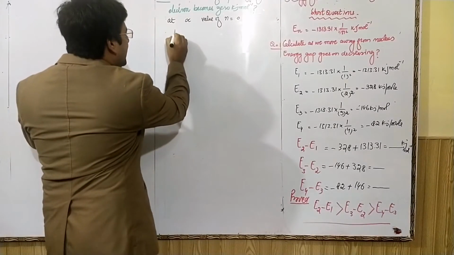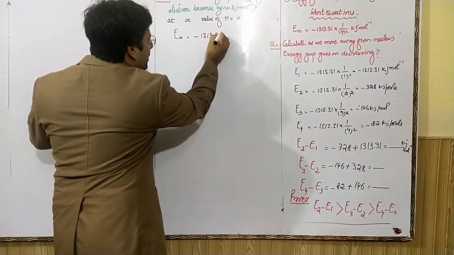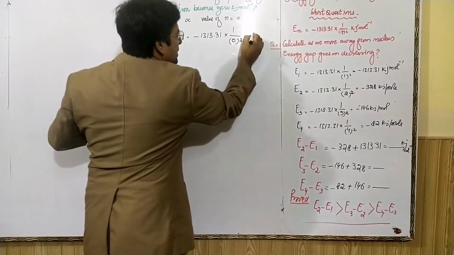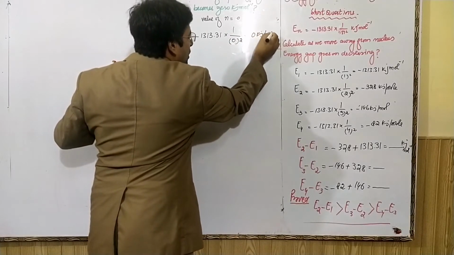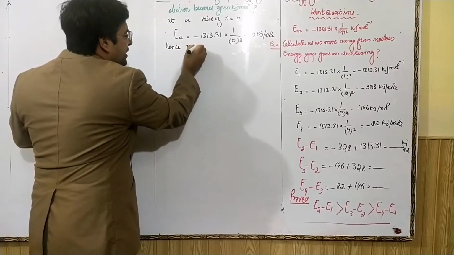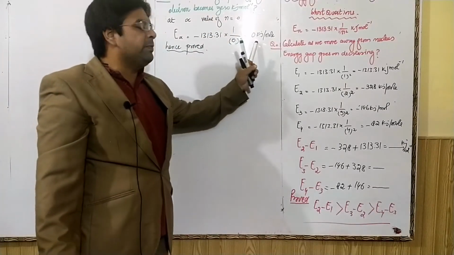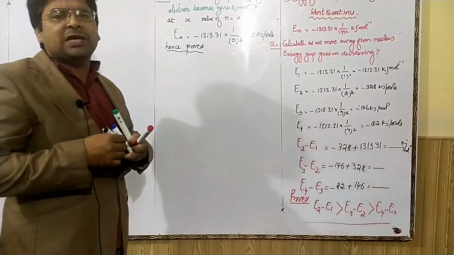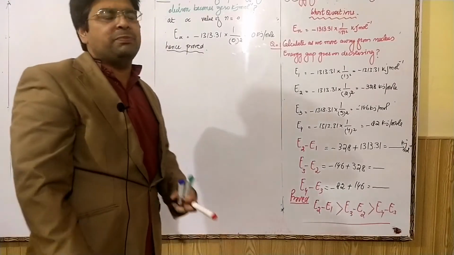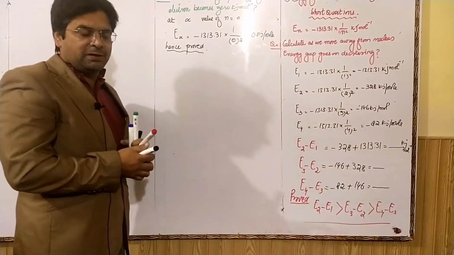So the energy at infinity will be minus 13.31 into 1 over infinity square. It will become 0 kilojoule per mole. So hence it is proved that at infinity energy of electron will become 0. Why does it become 0? Because force of attraction on electron will be 0. If it is 0, then the total energy of electron will become 0.